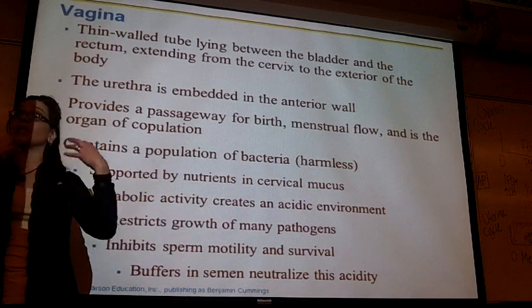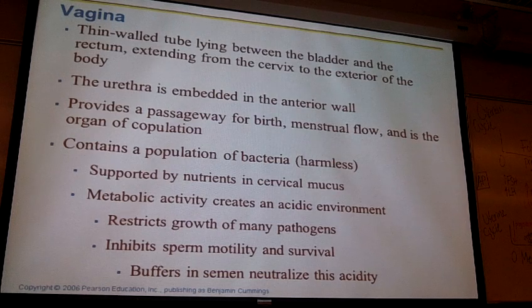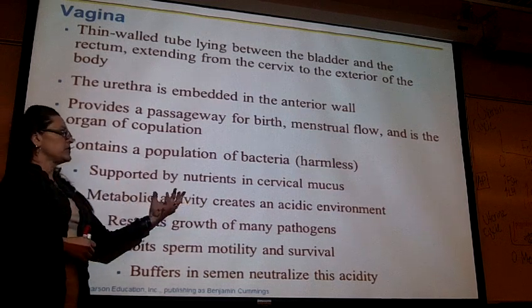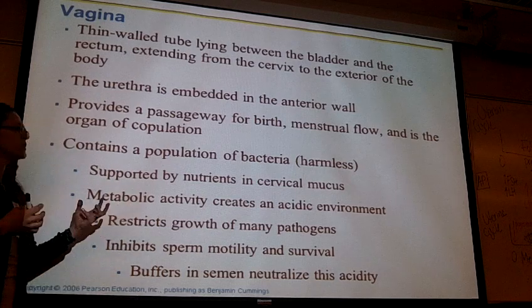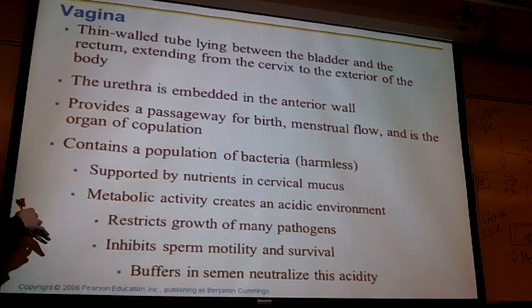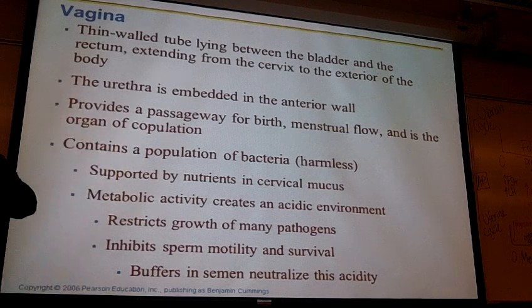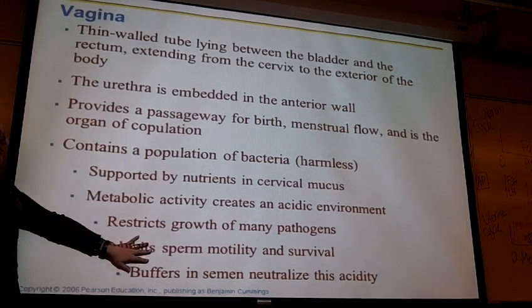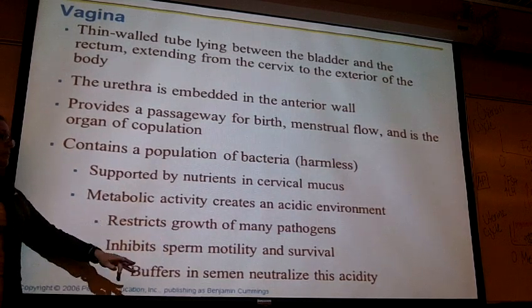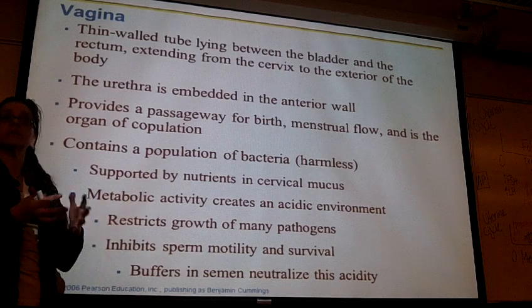That mucus is rich in lipids and carbohydrates, and that allows the bacteria to make ATP they can use as a nutrient source. The metabolic activity of the bacteria, just doing their various chemical reactions, releases a lot of acidic components, which again is a good thing. Those acids help restrict growth of other pathogens that shouldn't be there, and also help to inhibit sperm motility, because sperm don't like an acidic environment. Again, the sperm have adapted to that by having buffers in the semen.